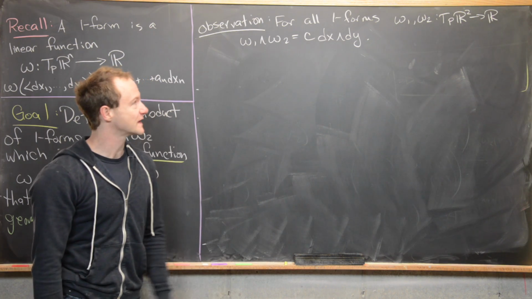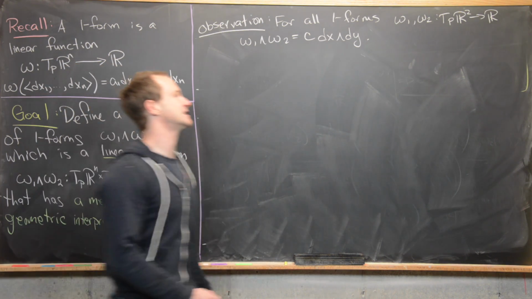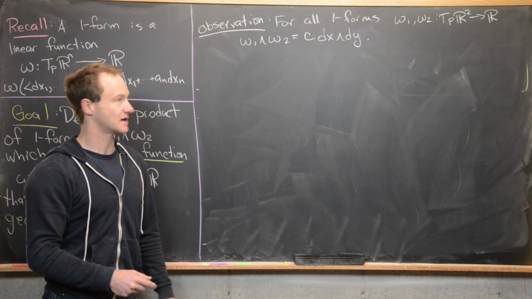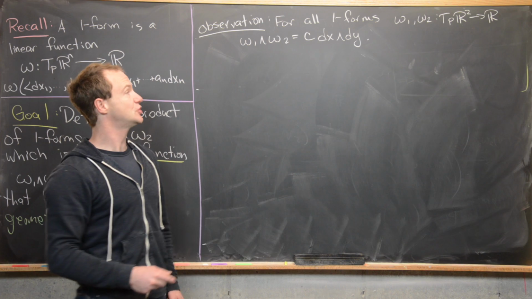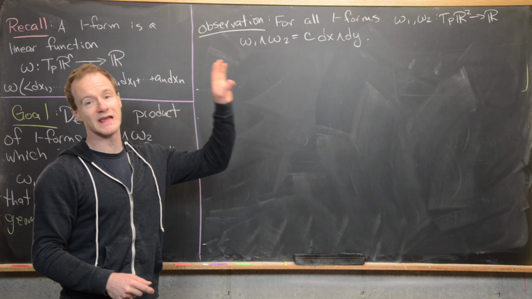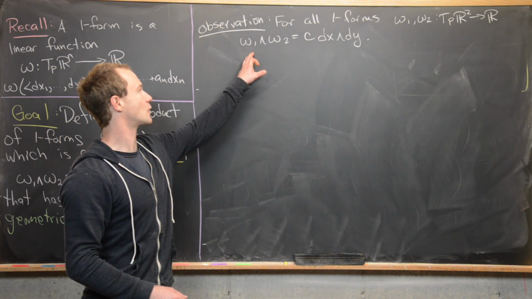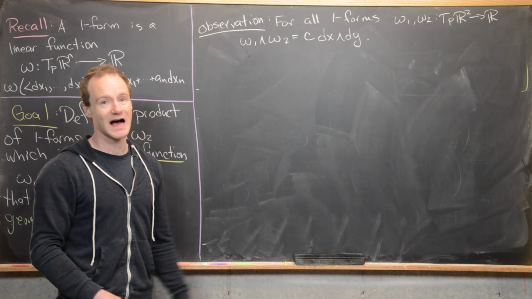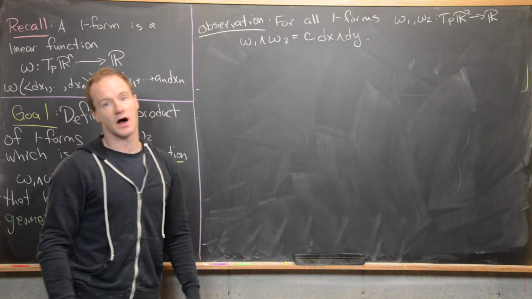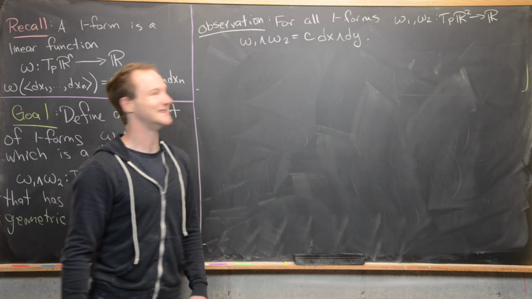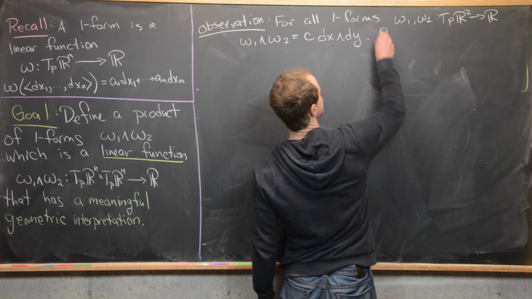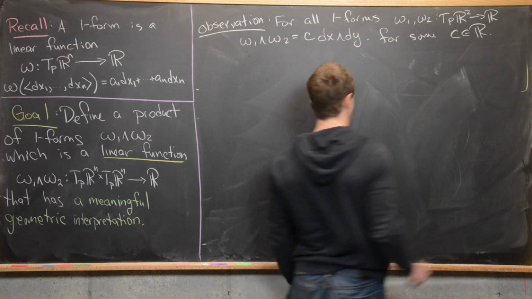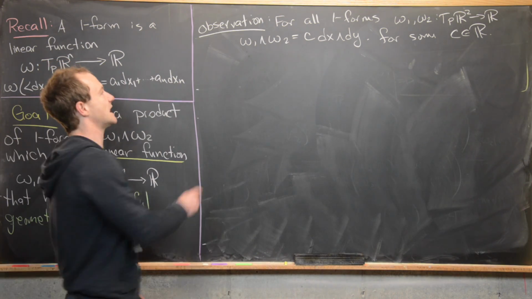Okay, now we're going to look at a really special case, and that is when we're dealing with one forms on TPR2, in other words, on the tangent space of R2. And if we've got two one forms, omega 1 and omega 2, in that space, if we take their wedge product, omega 1 wedge omega 2, we get a constant times this very special product of two one forms, which is dx wedge dy. And I should say here for some number c, which is a real number. So let's go ahead and see how the proof of this goes.